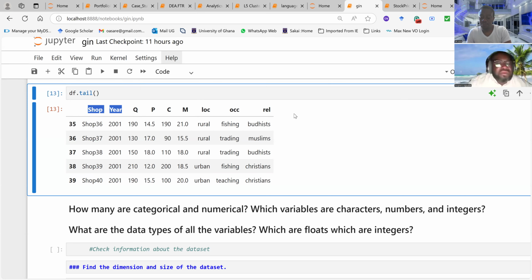Sir, we have four categorical variables, 5 numerical, 3 integer, 2 floats, and 4 character variables. This one is categorical and numerical. Let's stop there. Just categorical and numerical. That's all I want. 4 categorical, 5 numerical. Okay. From what you see on your screen, is that it?